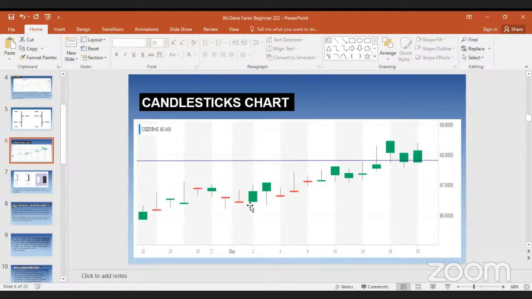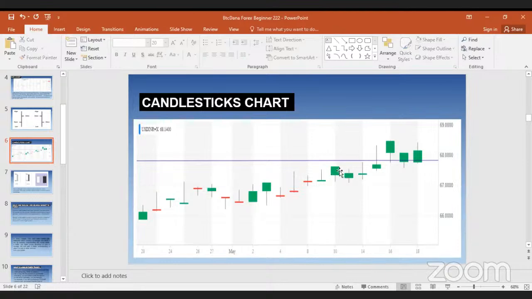Okay, so the bullish candles are always green in color, while the bearish candles are always red in color. We use the green for a buy market, an uptrend. It's also a buy market. Then we use the red for a sell market. We call it bearish. I hope you are getting my point.